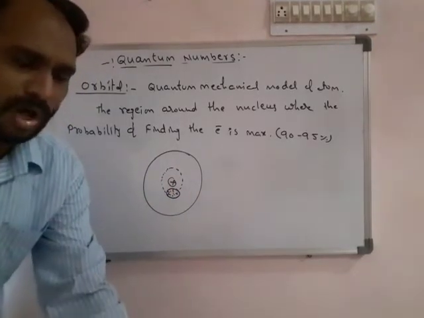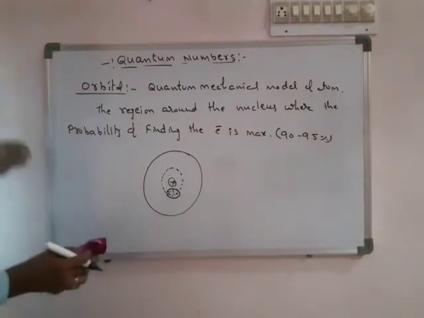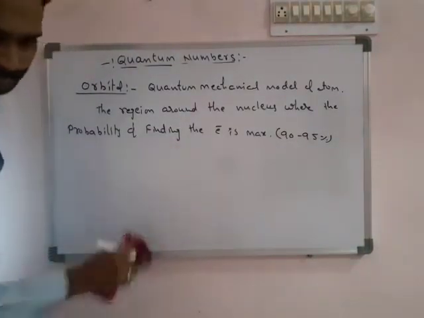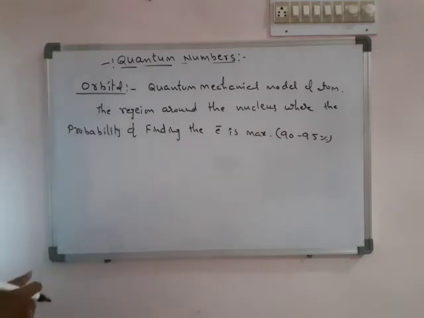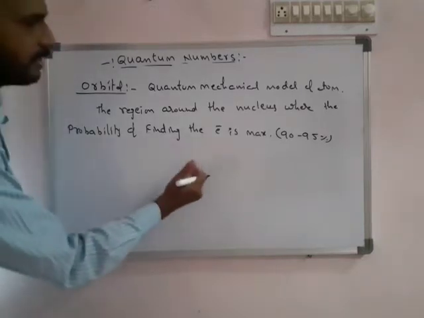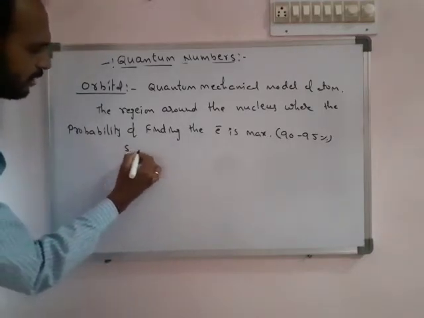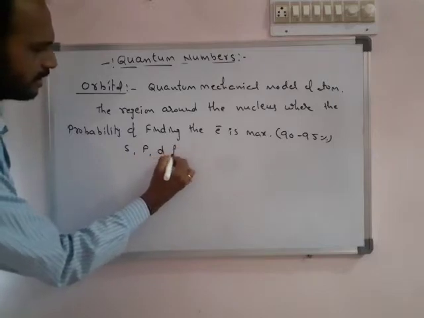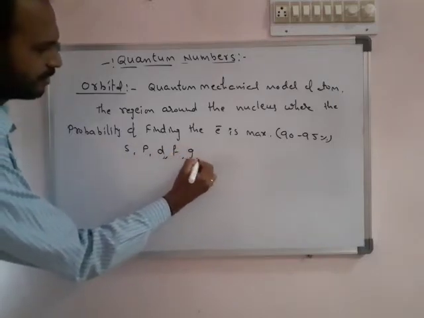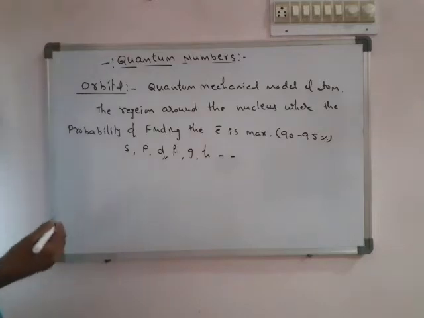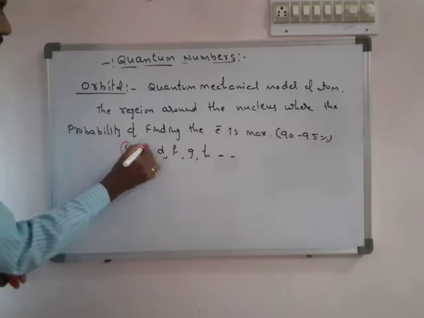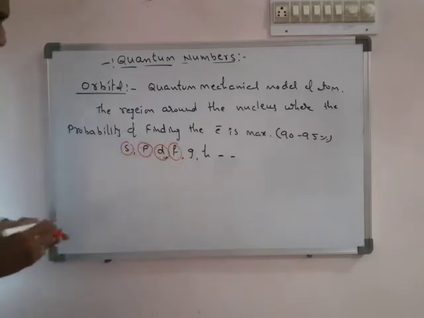There are different types of orbitals present: S, P, D, F, G, H. But generally we are well known about up to S, P, D, F orbitals.